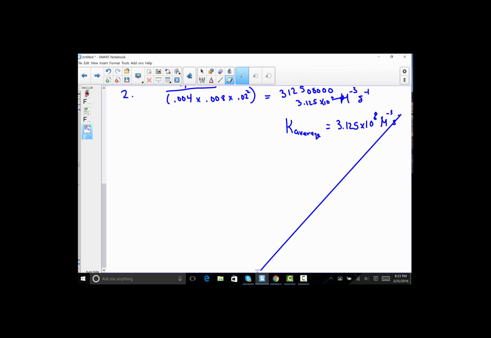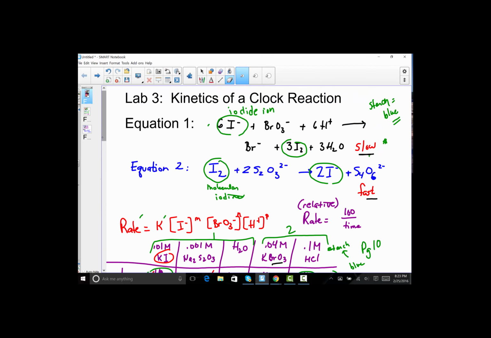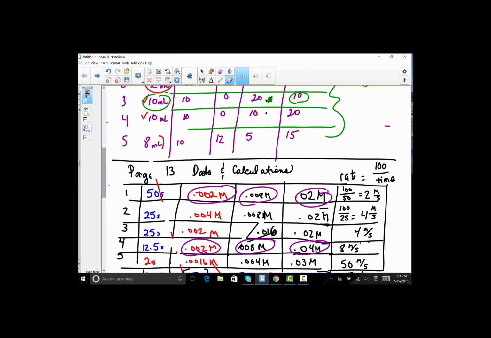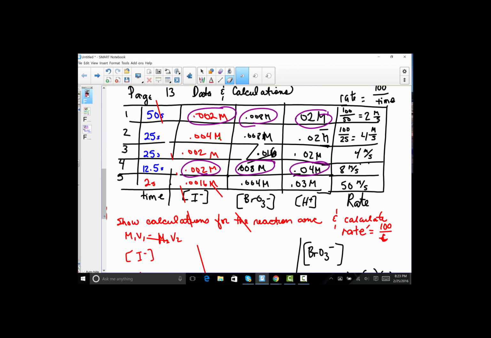Alrighty. So let's go back and remember what reaction 5 was actually asking. I'm going to go back to my first slide. Here are those concentrations for reaction 5. We had 0.016 molar for iodide, 0.004 for bromate, 0.3 for the hydrogen. So what I need to do is plug those numbers in times K and solve for relative rate.